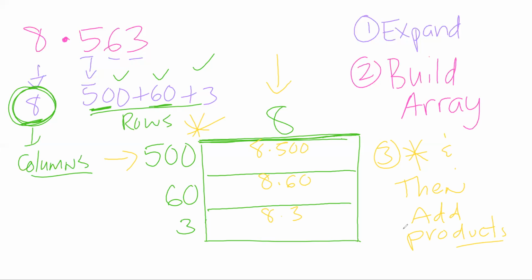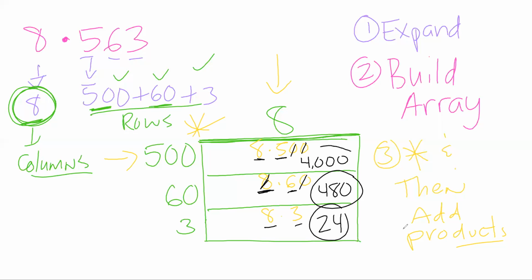So let's see, we have 8 times 5. So that's 40, and then 2 zeros, 1, 2, so that's 4,000. 8, oh, oops, I didn't mean to cross that out. 8 times 6 is 48. Add a 0, 480. And 8 times 3, 24. So I'm going to take these 3 values and add them together to get our final product.